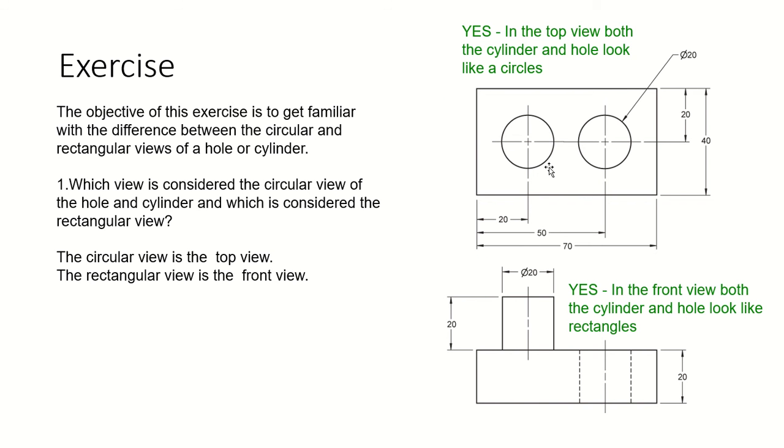All right, so here this is just an exercise. What you have to do is determine which one is the top view, which one is the circular view, and which one is the rectangular view. When you look at the top view, that is a circular view. And this front view, in this case they call it a front view. It can also be a right view, depending on the object of course, but in this example we mention this is a front view. So this front view is actually your rectangular view.